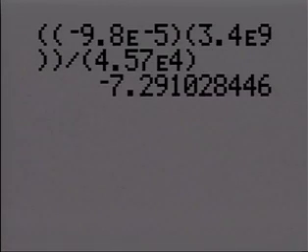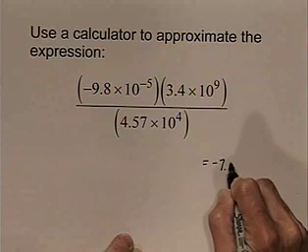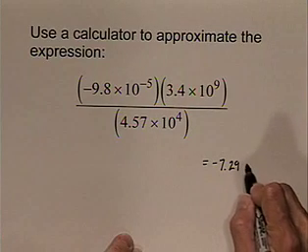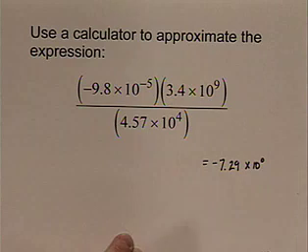Then I want to divide that by the number 4.57 times 10 to the fourth. Checking that over, looks okay. Let's push enter, and we get a number that's not in scientific notation, negative 7.2910. We could write that. Let's write the result on our problem sheet here. If we round to 2 decimal places, that's the number negative 7.29 once rounded. If you wish to write it in scientific notation, you could write it times 10 to the 0 power.